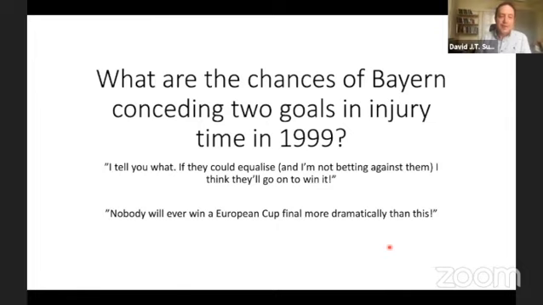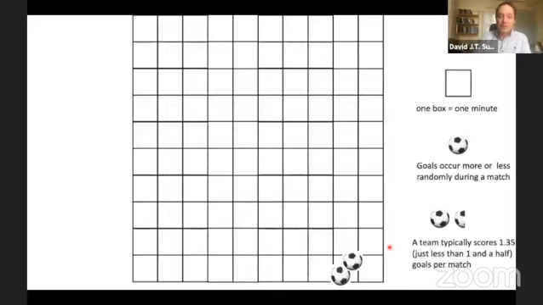And of course, it ends with nobody will ever win the European Cup final more dramatically than this, because Manchester United scored 2 goals in injury time. I'm going to say that they were within 1 minute of playing time, but they were actually within 2 minutes of each other. But for the sake of argument, we'll say that they were within 1 box of my model. And so basically, you can see the match like this.